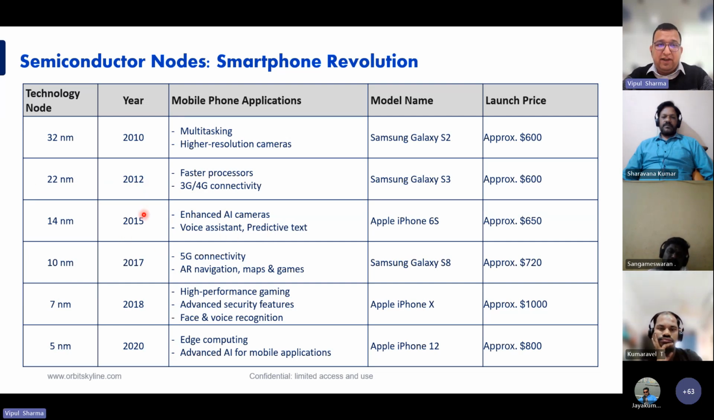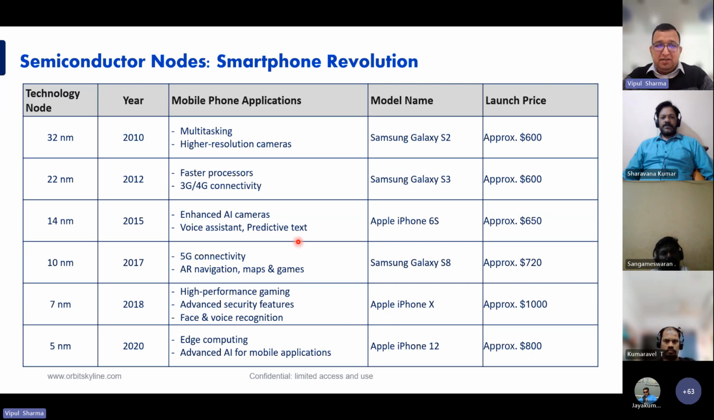And then enhanced AI cameras, where if you click a picture, you can improve your picture quality by applying filters, etc. Those kinds of features started appearing, and then Siri and all those voice assistants also started appearing. And in 2017, the first 5G phones started appearing in the market, and then this one. And now the current one, I think it is only up to 2020, but whatever latest phones we are seeing have foldable screens and all the AI integration, etc.